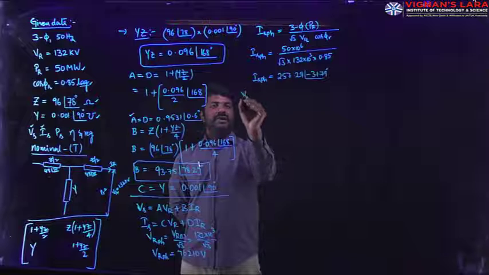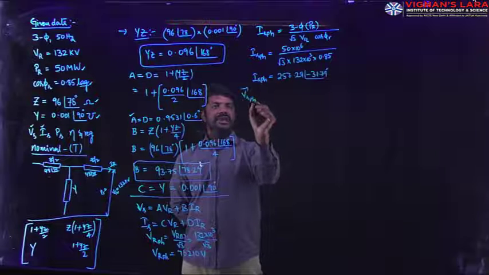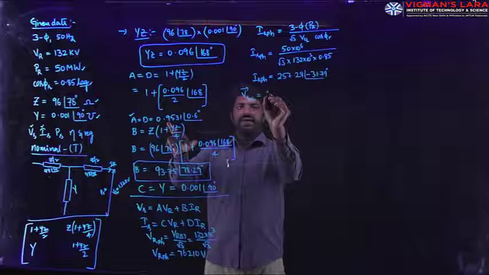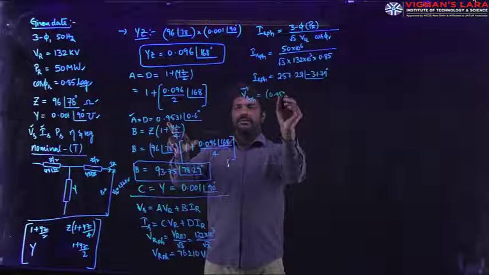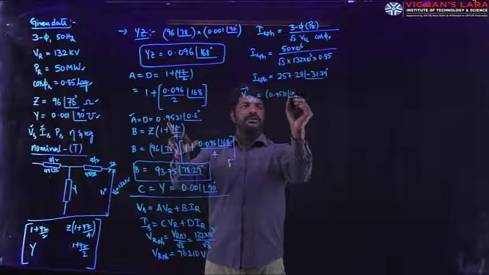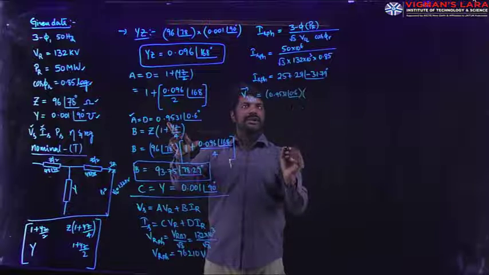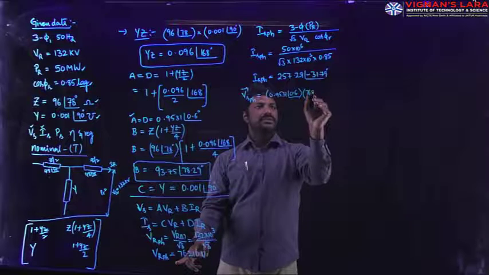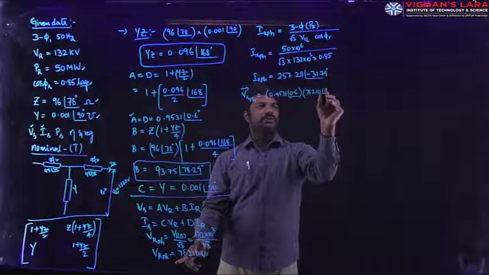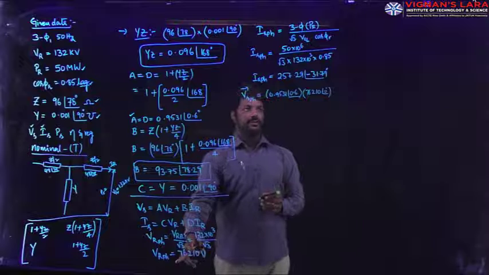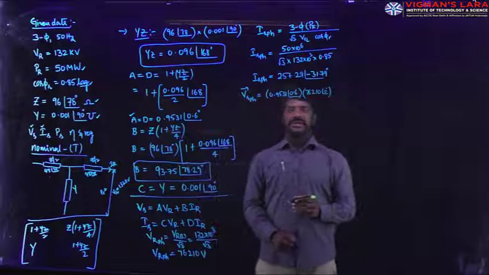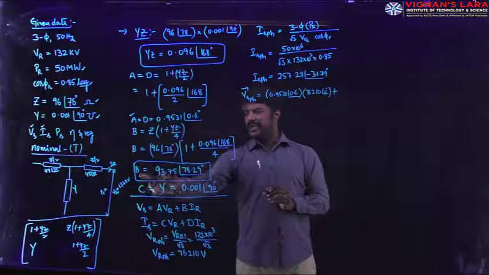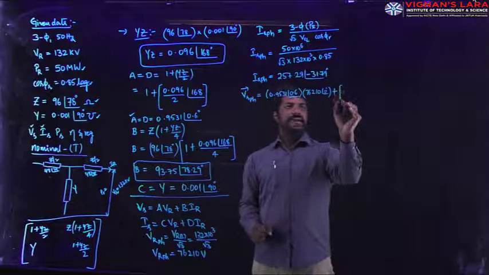Finally, I want to calculate Vs per phase. AVR, A value. Yes, this is A equal to D, the A value 0.9531 at an angle 0.6 is to be multiplied with VR. VR, just now we took it as reference, 76210 at an angle 0. Why is it at an angle 0? Because it was taken as reference. AVR plus BIR, constant B is calculated as 93 point.